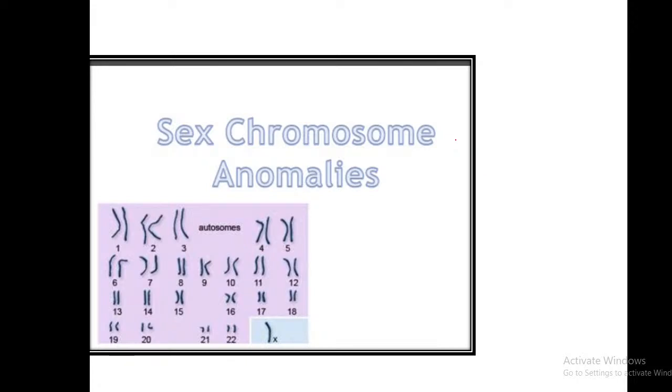Now next is sex chromosomal anomalies, and here you can see this karyotype, which we learned yesterday. Karyotype means the chromosomes arranged according to their length. The longest will be at the top left, and based on the length they will be arranged. The shortest chromosomes will be towards the right bottom region. Sex chromosomes will be present at the bottom right of the karyotype.